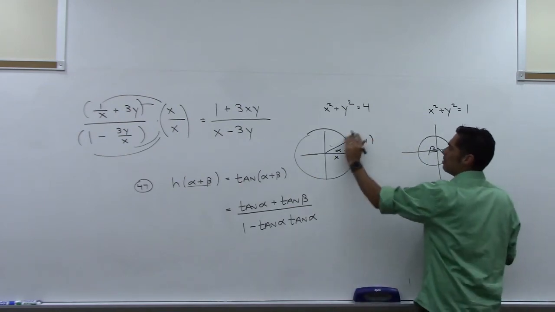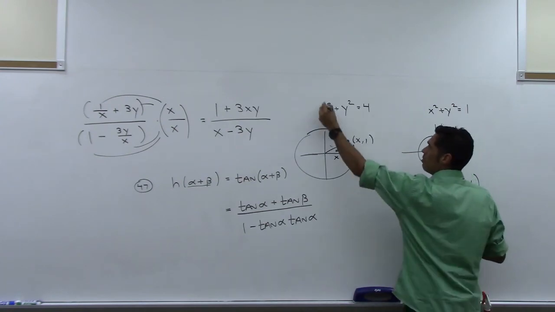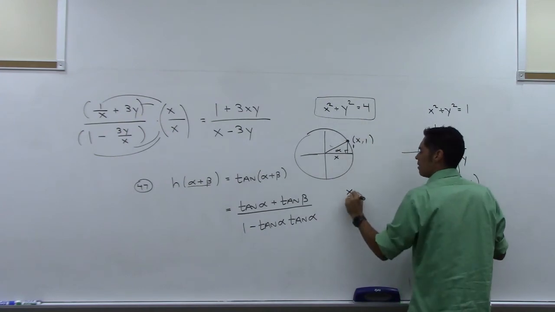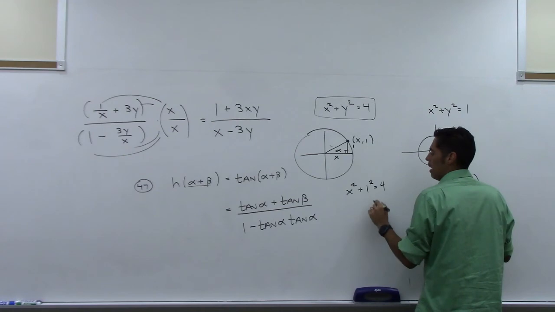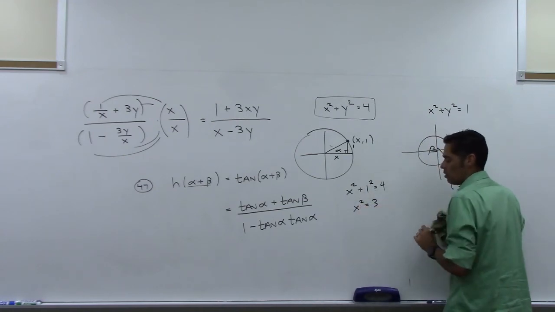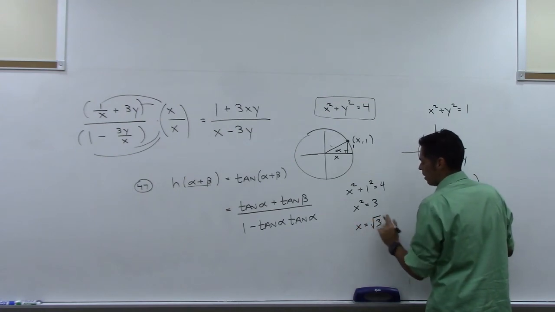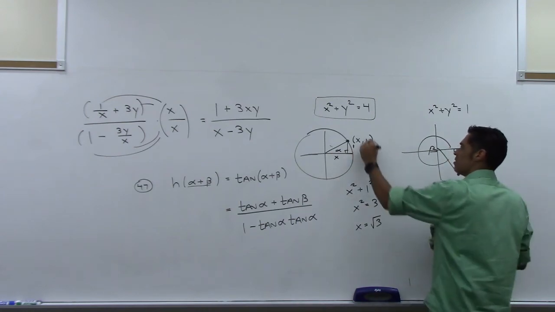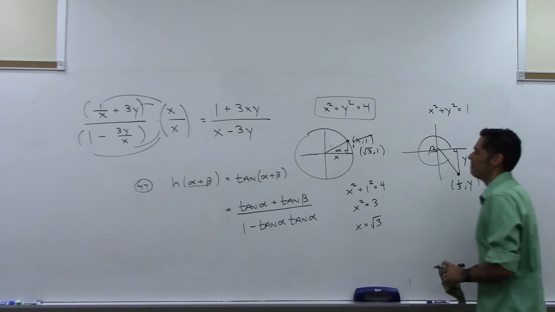Going back here, if y is 1, the question is what is x? So go to the equation of this circle and replace y with 1, and you get x squared plus 1 squared equals 4. And 1 squared is 1, so you get x squared equals 3 when you subtract 1 on both sides. That means x is equal to root 3. Just the positive case because the x coordinate is this way. So this is really the point root 3, 1, like that.